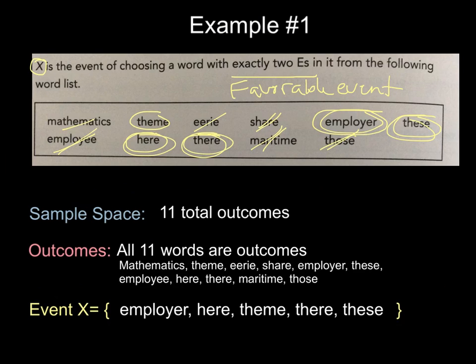So remember, it's important to be able to distinguish the difference between the sample space being the total outcomes, outcomes being the exact actual outcomes of the sample space, and then events being favorable outcomes out of all the outcomes. So make sure that you're recognizing that these 3 are different, but they all happen to be connected with each other.